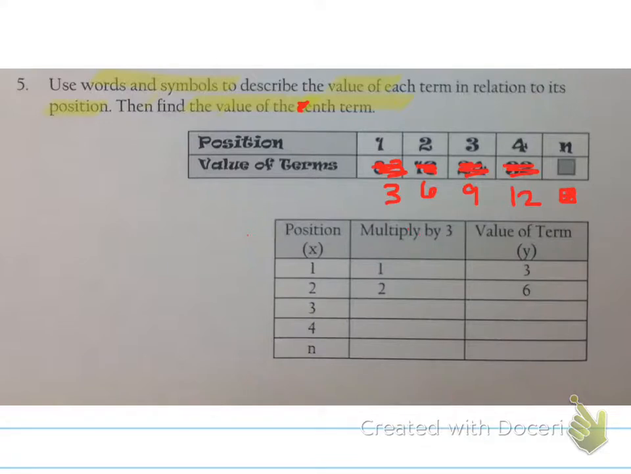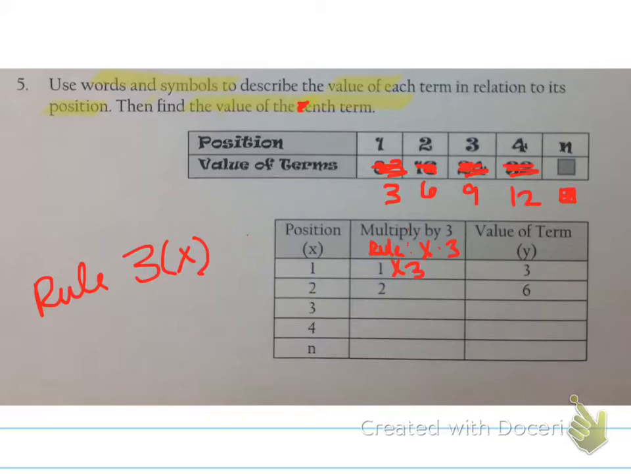Okay? So in position 1, I have a 3. So what we're going to do is we're going to take our position and we're going to multiply by 3. So that means that our rule is x times 3. Okay, so that rule is 3x. Okay, so 1 times 3 is 3. That's our value of our term y.